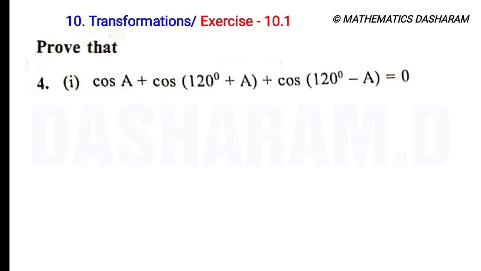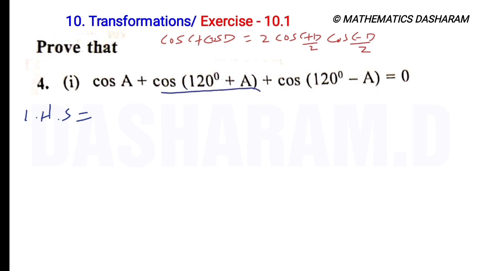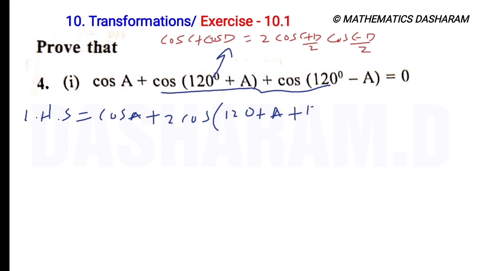Fourth bit, first problem: cos a plus cos 120 plus a plus cos 120 minus a equals 0. So in the LHS, select the last two terms. For this, apply the formula cos c plus cos d. So cos a plus 2 cos c plus d by 2, so 120 plus a plus 120 minus a, c plus d by 2, into cos c minus d by 2.